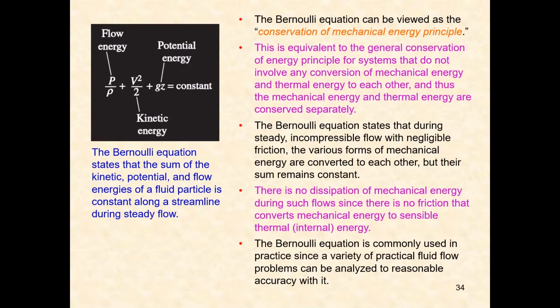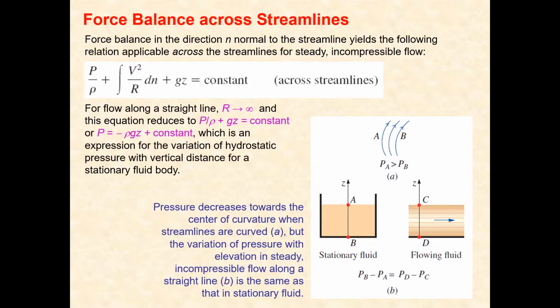The Bernoulli equation states that during steady and incompressible flow with negligible friction, the total energy remains unchanged, but the form of energy may be converted from one to another, from flow energy into kinetic, or kinetic the other way around, and from potential energy. They can change from one form to another, but the total energy remains unchanged. There is no dissipation of mechanical energy into irreversible energy loss, and this equation is quite commonly used in engineering practice.